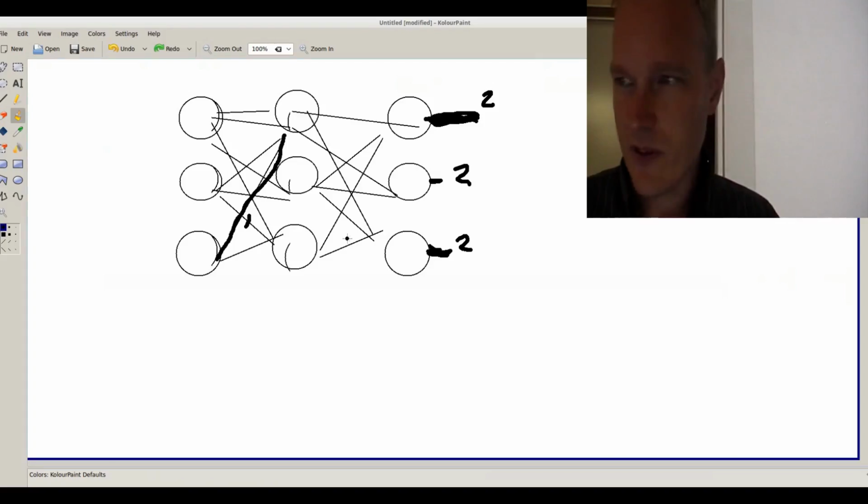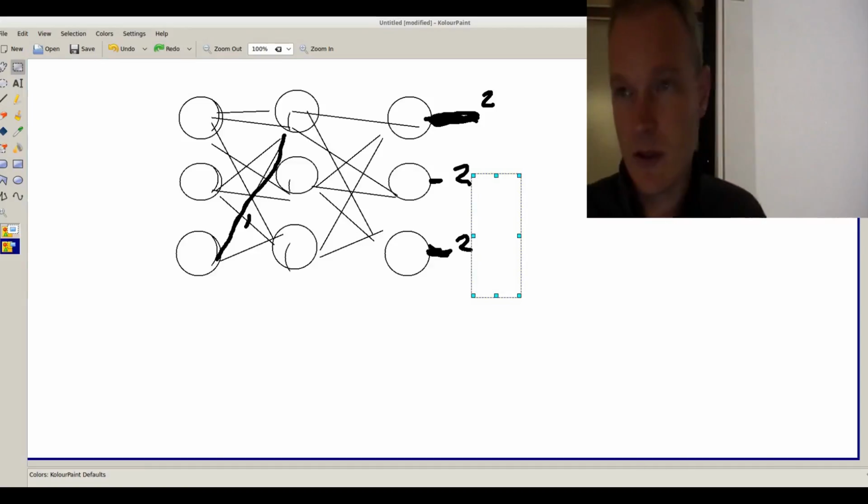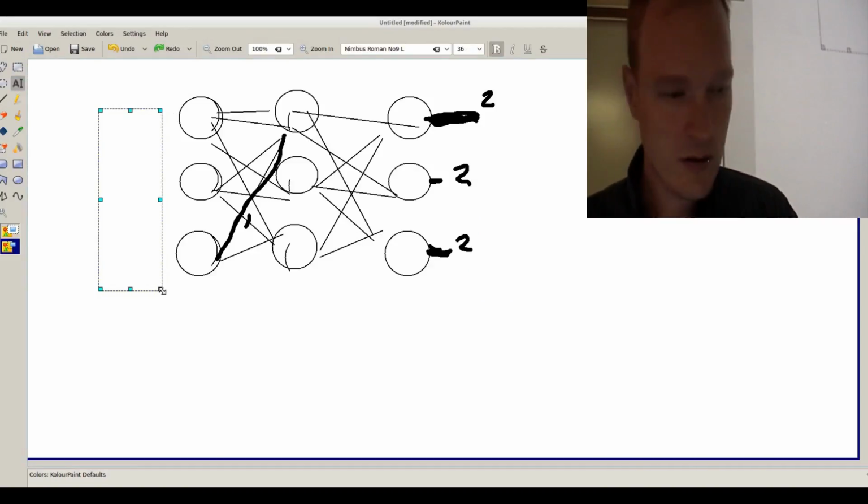An alternate form of the same equation that I could ask you very well on the test is, here's a picture of a neural network. Here are some numbers.